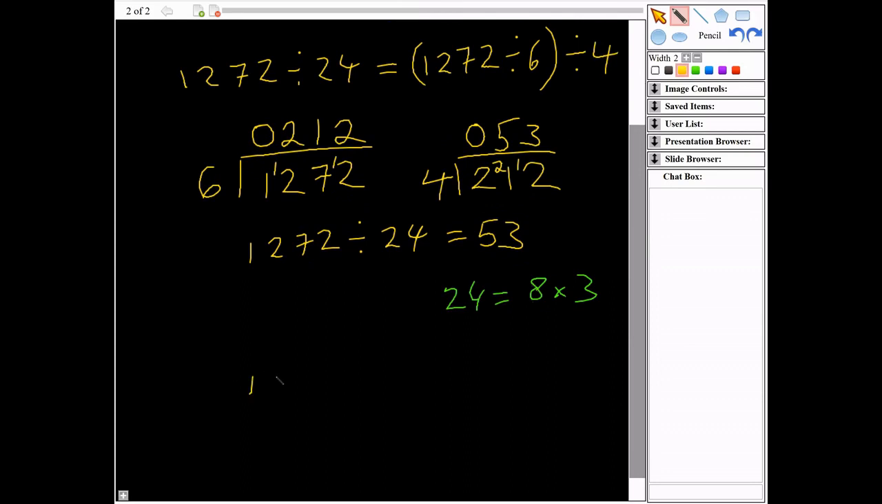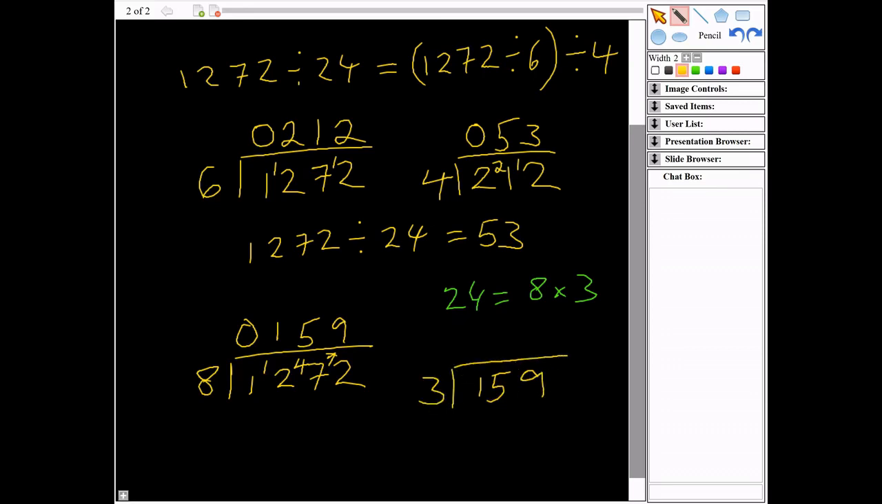So if I do 1,272 and I first of all divide it by 8, 8's into 1 would go 0, remainder 1. 8's into 12 would go 1 time, remainder 4. 8's into 47 would go 5 times, remainder 7. And then 8's into 72 would go 9 times. Then I would need to take my 159 that I've just worked out and divide that by 3.